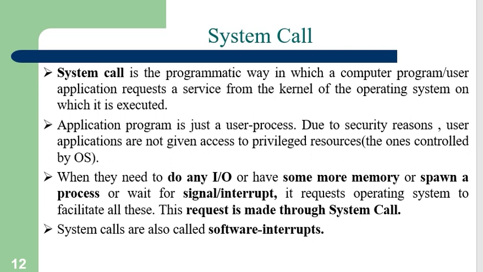Due to security reasons, user applications are not given access to privileged resources. When they need to do any input output, or need some memory, or spawn a process, or wait for a signal, they request the operating system to facilitate all these. This request is made through a system call. System calls are also called software interrupts.